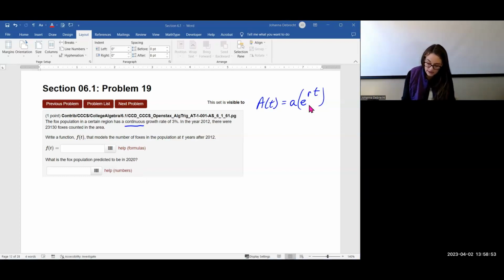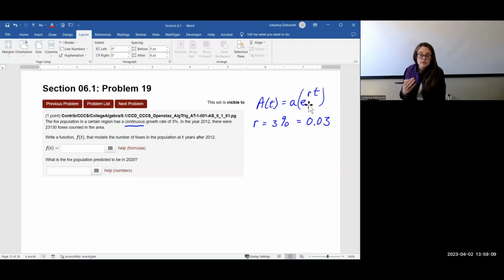So when I'm looking at this right here, this continuous growth rate of 3% tells me that r is going to be 3%, which is 0.03. So I know that's my continuous growth rate. It's positive, so it's growing. In the year 2012, there were 23,130 foxes in the area. Write a function f of t that models the number of foxes in the population t years after 2012. So let 2012 be year 0.